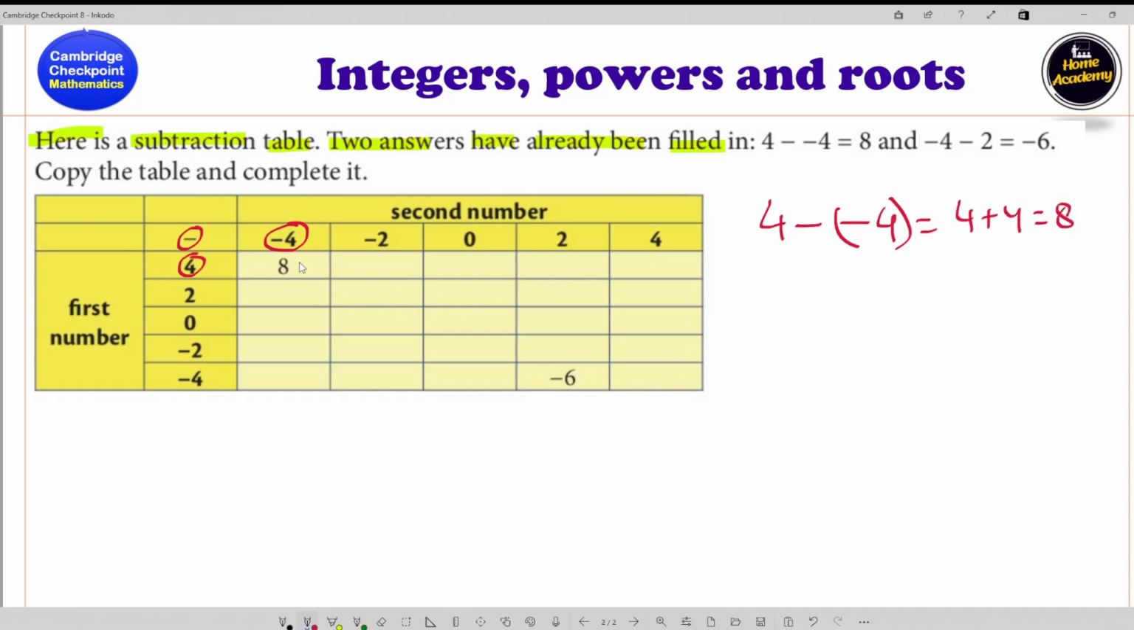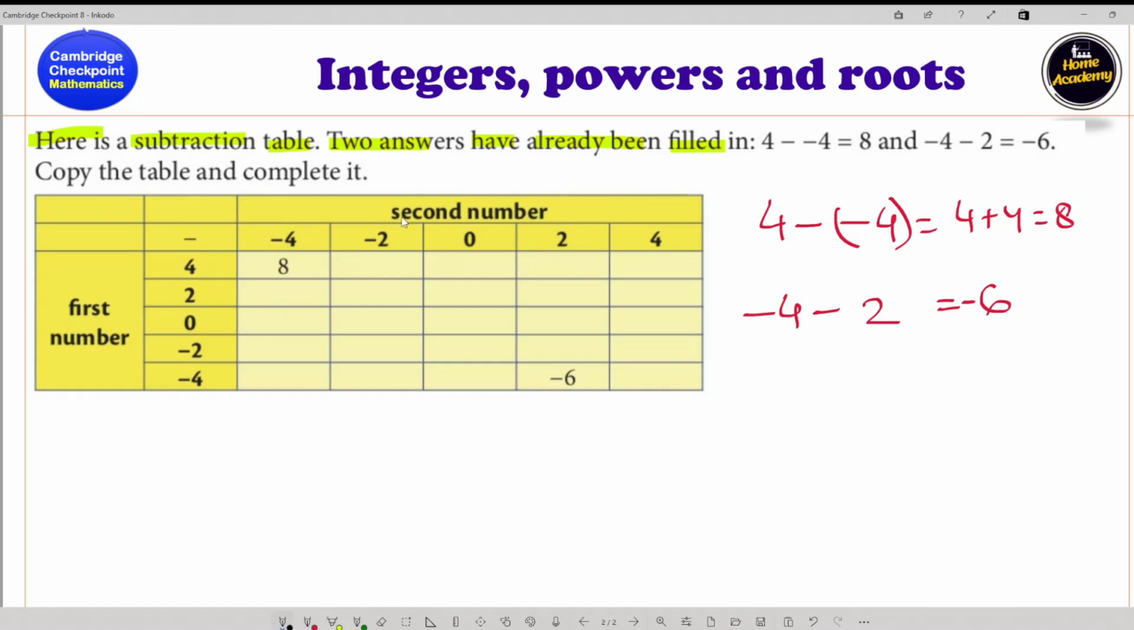This is one answer already given. Another one here is minus 4, this one is minus, and then these two. So our answer is minus 4 and minus 2 is 6, minus 6. Now we try to fill up this one. How? So we can clean everything.